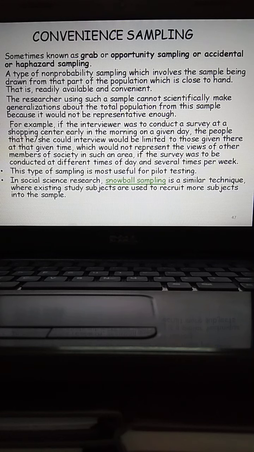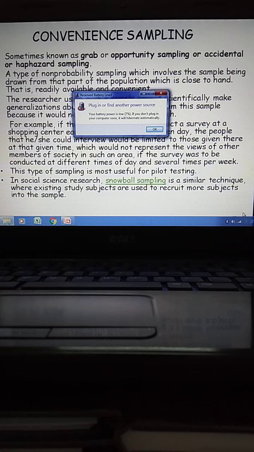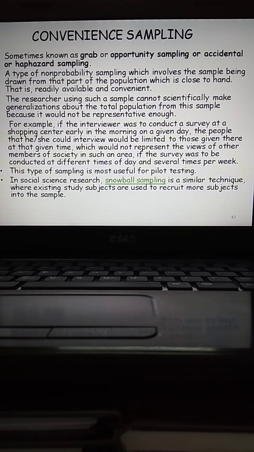Now what is happening, according to the convenience of the researcher, is that he is simply interviewing the customers visiting the shop in the morning, understand? But a few customers are going to shop in the afternoon, and a few of them will shop in the evening. So here the information is going to be missed from those shoppers who shop at different times.